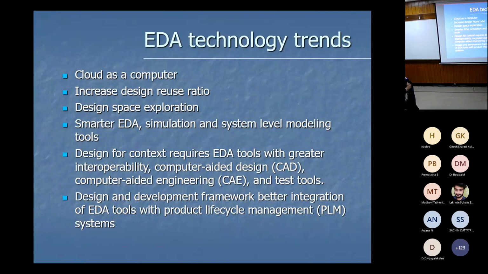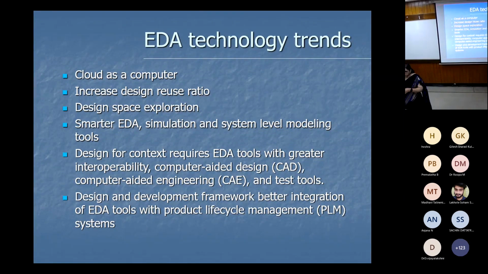This is a design for context, which talks about you are making the solution optimal for a particular application, right? That requires EDA tools with greater interoperability. I may use modeling tools from some vendor, design tool from some vendor, and verification tool from some vendor, and the validation tool from some vendor, and the factory interface sign-off tools from some other vendor. So all these should understand the databases, each of these tools throughout, right? To give you the correct flow. So that is what I have been referring to here as interoperability.